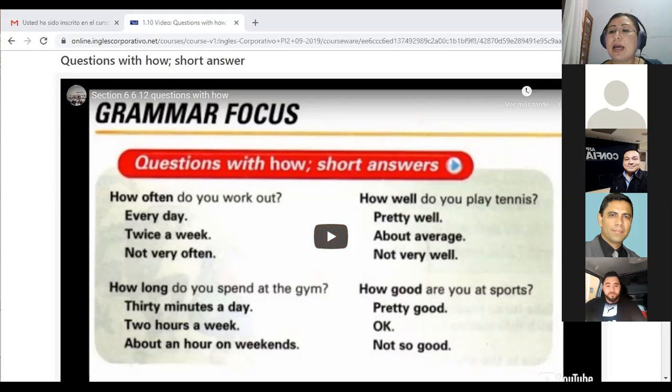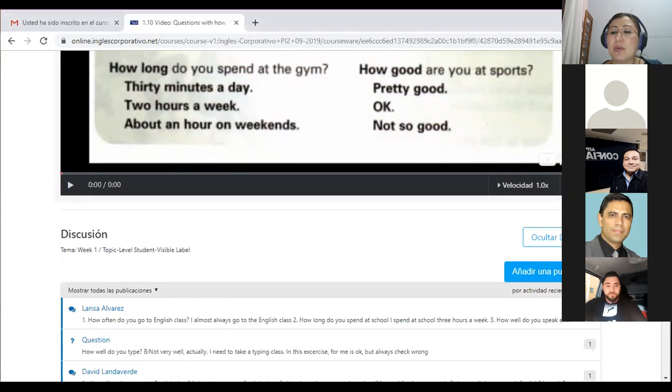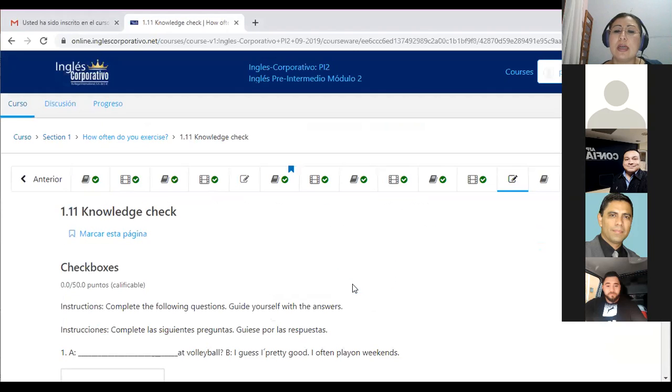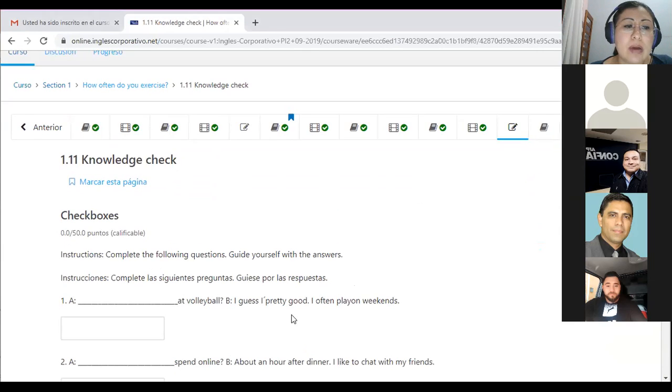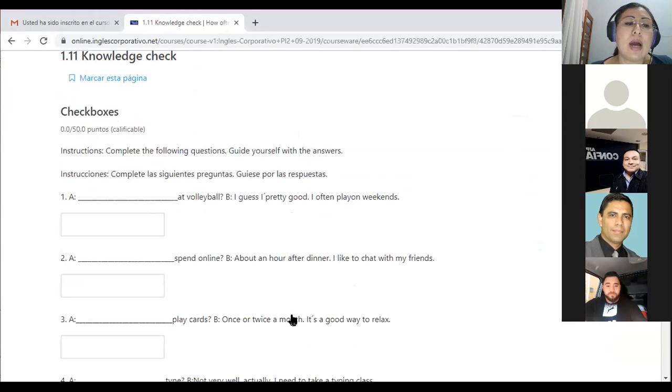That's why I decided to introduce the sports vocabulary and some questions relating to the previous contents. So, for today, I would appreciate that you continue answering the 1.11 knowledge check, okay? The instruction says, complete the following questions and guide yourself with the answers. Is someone working on this section, or has someone already finished it?